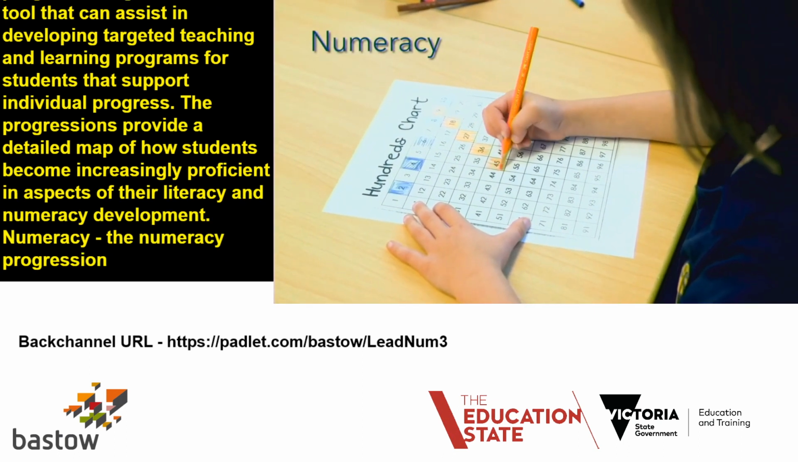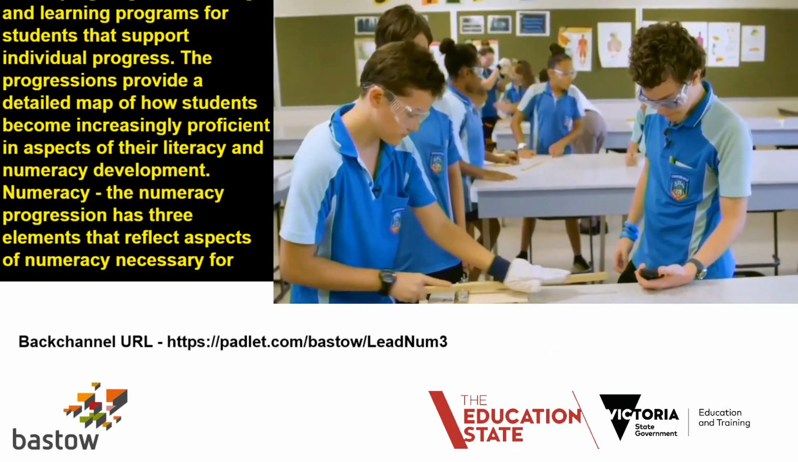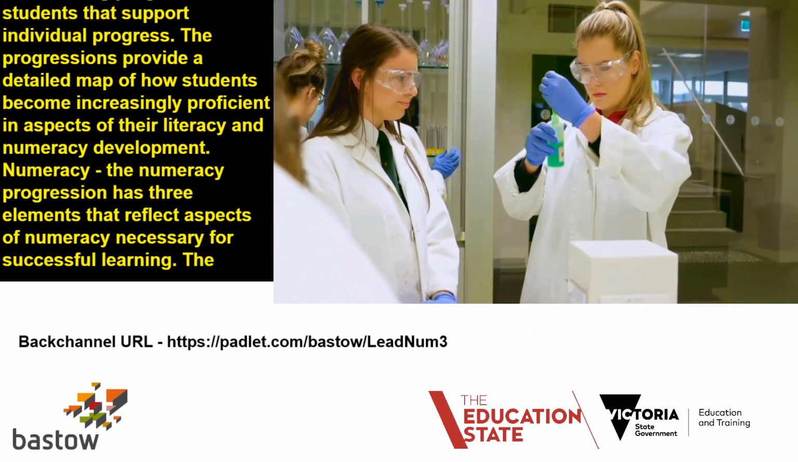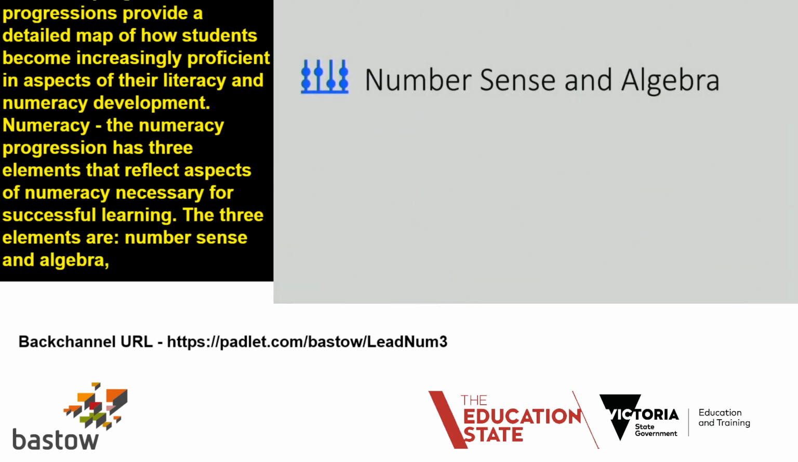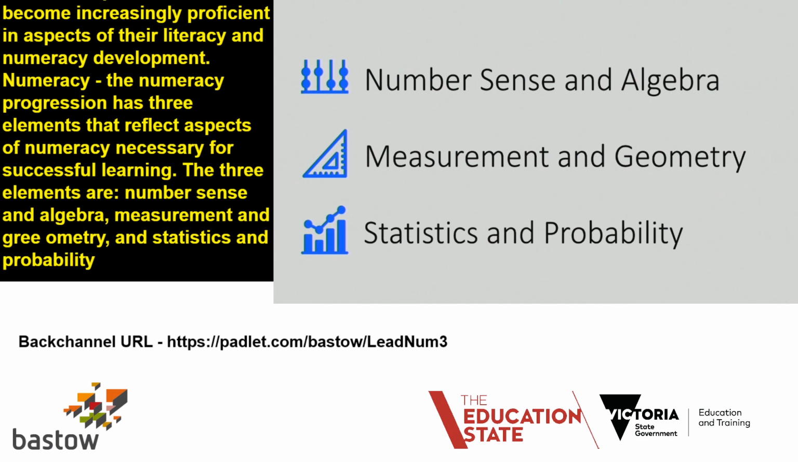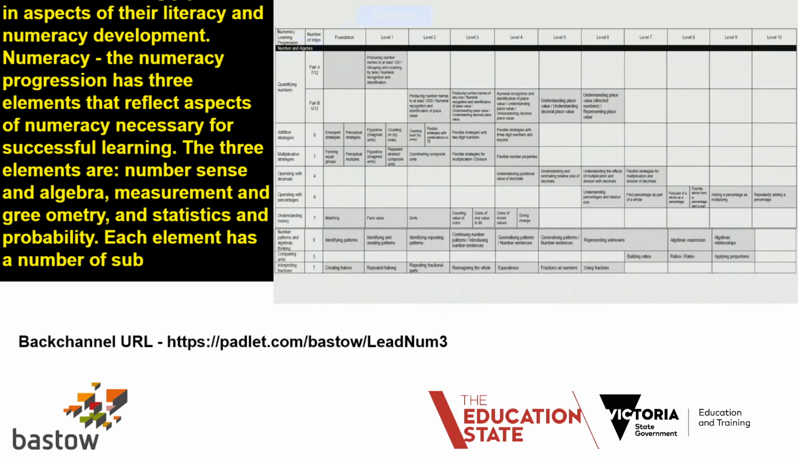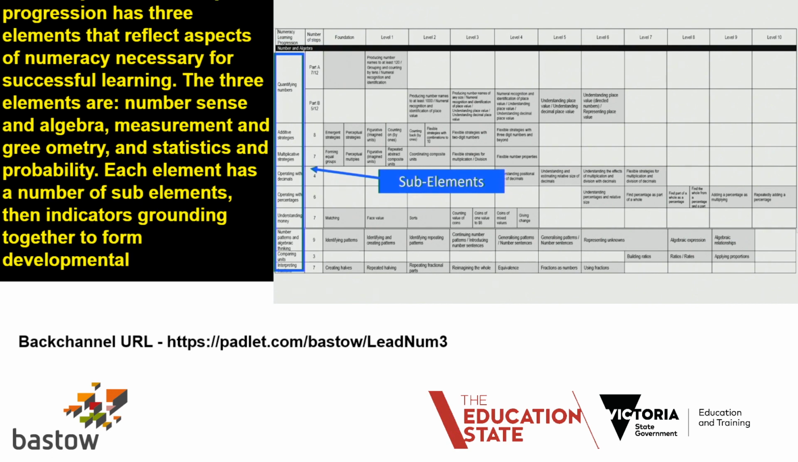Numeracy. The numeracy progression has 3 elements that reflect aspects of numeracy necessary for successful learning. The 3 elements are number sense and algebra, measurement and geometry, and statistics and probability. Each element has a number of sub-elements, then indicators grouped together to form developmental levels.